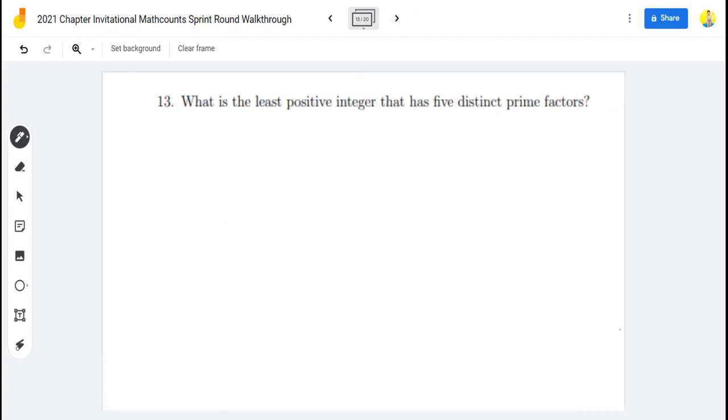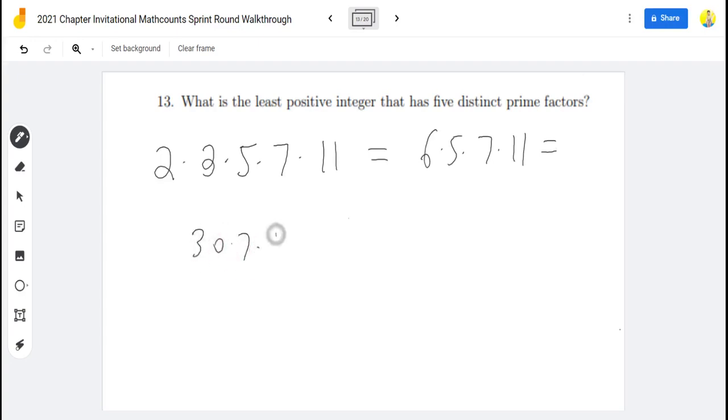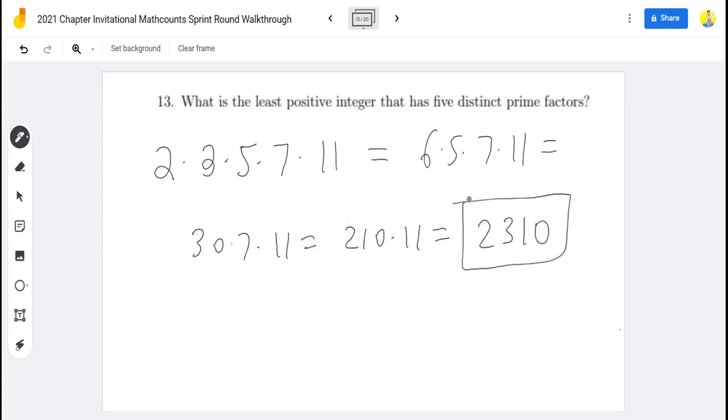Question number 13. What is the least positive integer that has 5 distinct prime factors? So, 5 distinct prime factors means that we just multiply the smallest 5 prime numbers, since it's the least possible positive integer. So 2 times 3 times 5 times 7 times 11 is just equal to 6 times 5 times 7 times 11, and this is equal to 30 times 7 times 11, and this is equal to 210 times 11, and this is equal to 2,310, and that is our final answer.